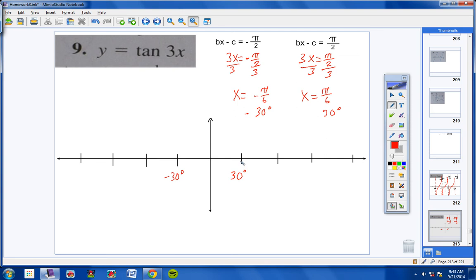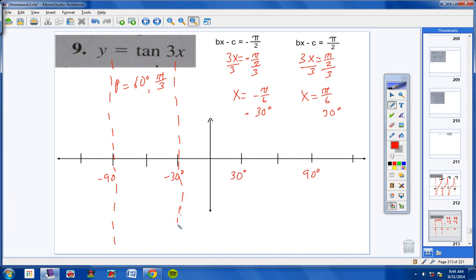Now, students, it looks to me like the period is going to be 60, or pi over 3 if you prefer, because from negative 30 to 0 is 30, and from 0 to 30 is 30, so 30 plus 30 is 60. So I'm going to add 60 or subtract 60, however you want to look at it. So here are my asymptotes right here.